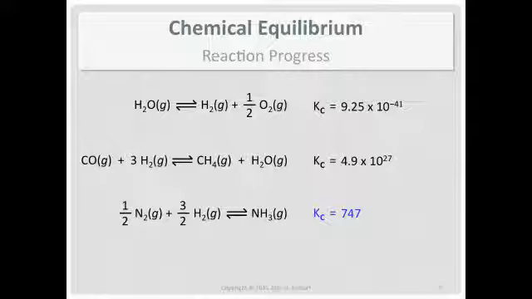Now that third case, with the Kc of 747, we're going to learn how to do calculations, and that's primarily where we're going to live, is in those reasonable values of the equilibrium constant. In other words, nothing too large or too small.